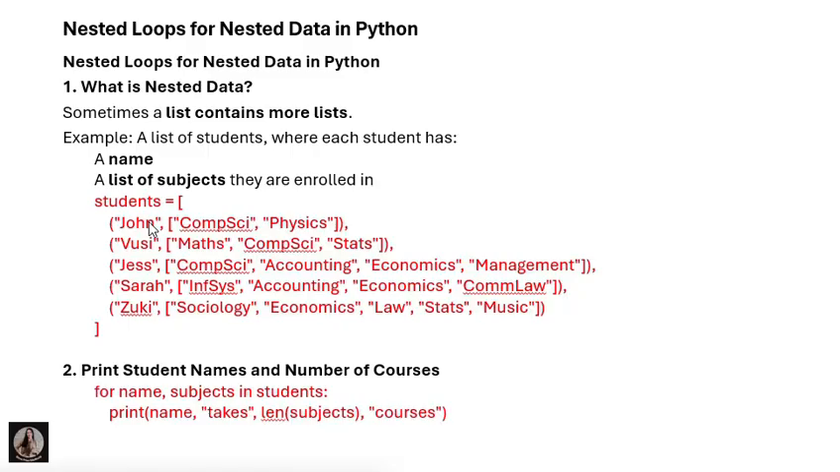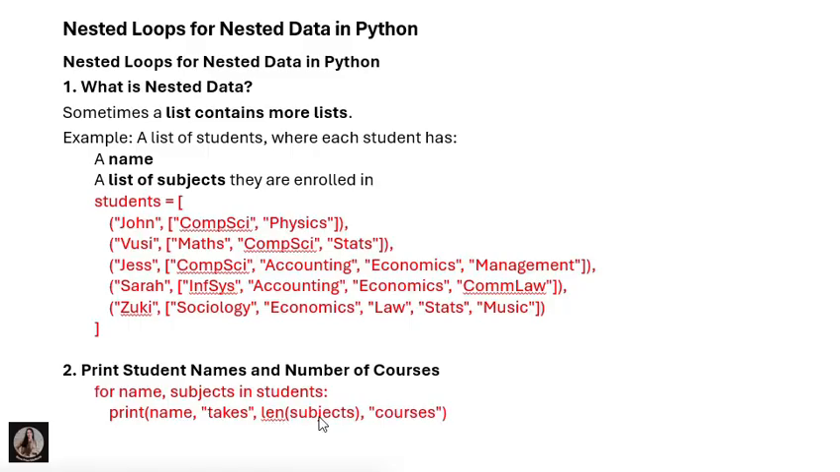This particular student has enrolled in these subjects. Lucy is enrolled in maths, computer science and statistics. Jess is enrolled in these subjects. And likewise. If I want to print the student names and number of courses, for name, subjects in students, print name, it will print the student name.